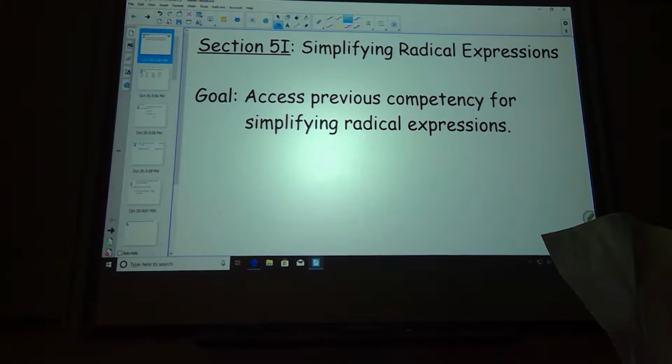Yeah, okay. Everyone have a note sheet? We're good? Yay. All right. Simplifying radicals.